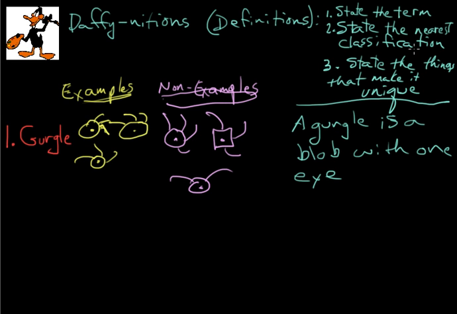So we state the nearest classification, state the things that make it unique. It has one eye. What else is true? Well, it has three, what do we call those things? We call those arms or tails. How about tails? 3 tails. A gurgle has 3 tails.